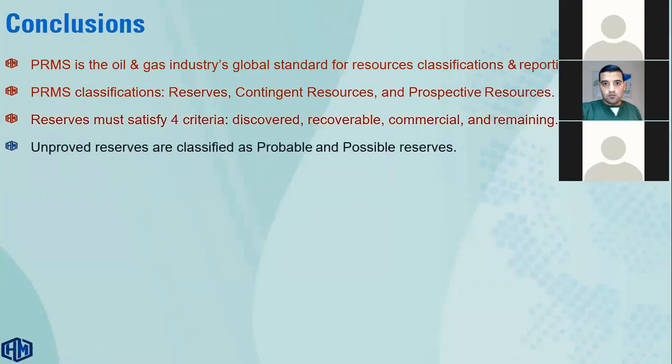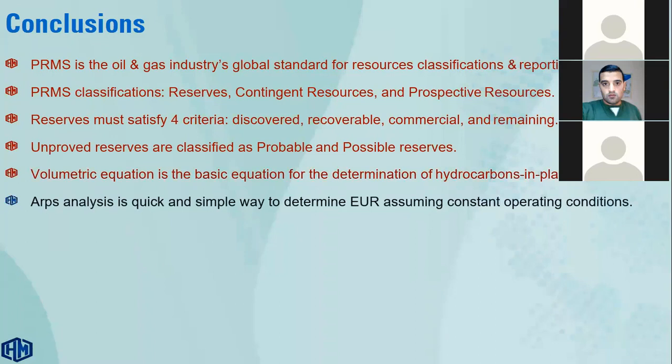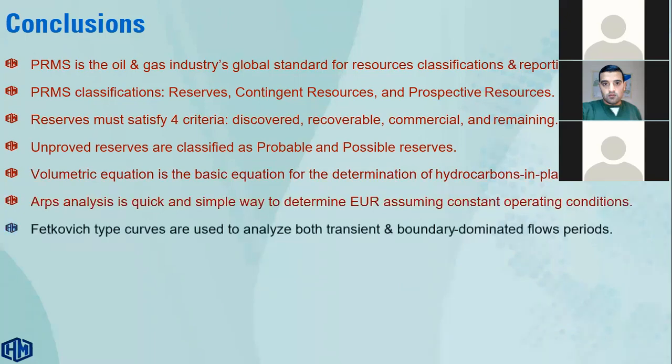The unproved reserves are classified as probable and possible reserves. The volumetric equation is a basic equation for calculations of oil reserves and hydrocarbons in place. The empirical approach is a quick and simple way to get a reserve and identify the estimated ultimate recovery, EUR. Type curve analysis is used to analyze both transient and boundary or pseudo-steady state flow periods.